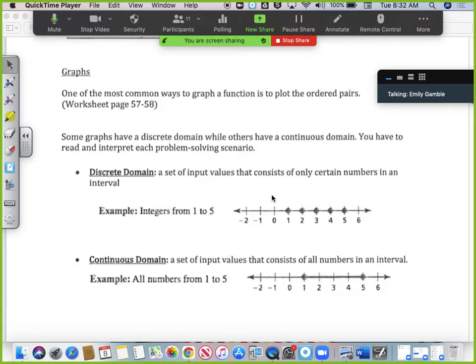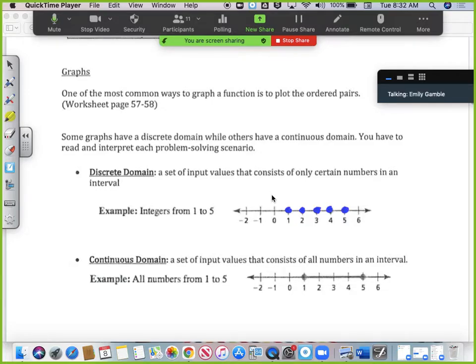So for a discrete domain, the set of input values consists of only certain numbers in an interval. If we look at this number line, which is not like a normal graph, it has points at 1, 2, 3, 4, and 5. The domain of this situation is discrete because there's not a line connecting these points. It's just several separate points.